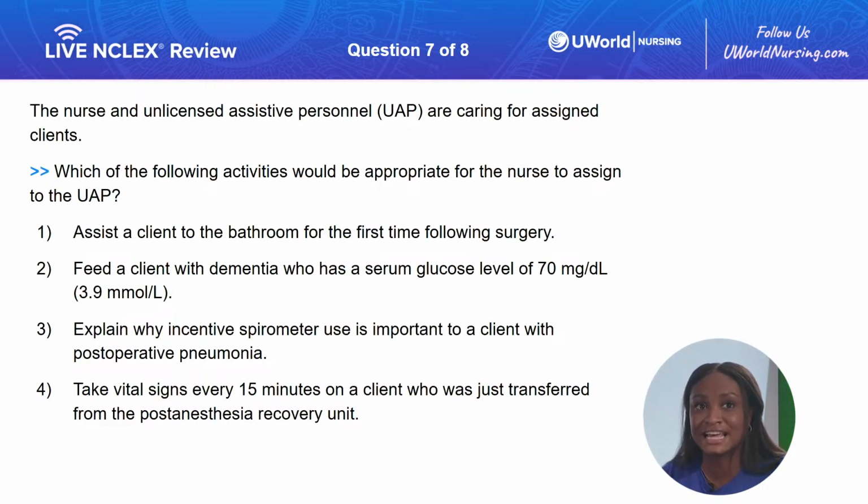Next question. The nurse and unlicensed assistive personnel are caring for assigned clients. Which of the following activities would be appropriate for the nurse to assign to the UAP? So now we're getting into roles and delegation. You've got to know your scopes of practice for RN, LVN, and UAP, which is like a tech on the floor. Option 1, assist a client to the bathroom for the first time following surgery. Option 2, feed a client with dementia who has a serum glucose level of 70. Option 3, explain why incentive spirometer use is important to a client with post-operative pneumonia. And option 4, take vital signs every 15 minutes on a client who was just transferred from the post-anesthesia recovery unit. Let me know what you guys think in the chat.